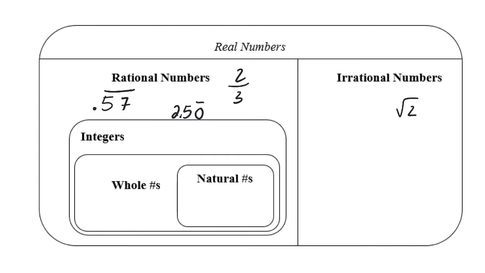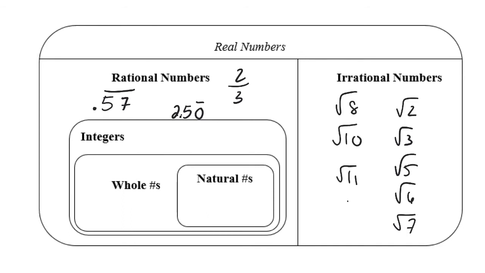Any non-perfect square. So root 2, root 3. Does root 4 work? No, because root 4 is really just 2. Right? Square root of 4 is 2. So all of these values, but make sure that you skip the perfect squares. Okay? I started on the right, I apologize. But I skipped the perfect squares, notice that?